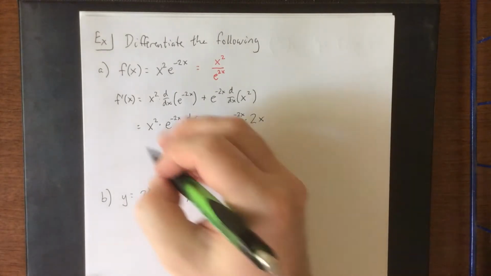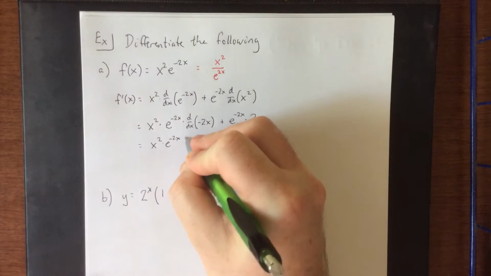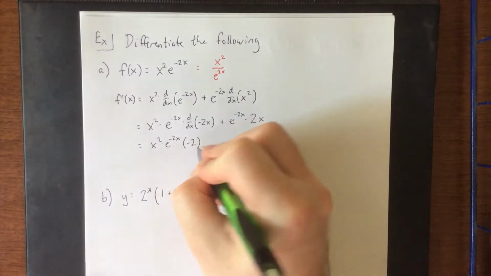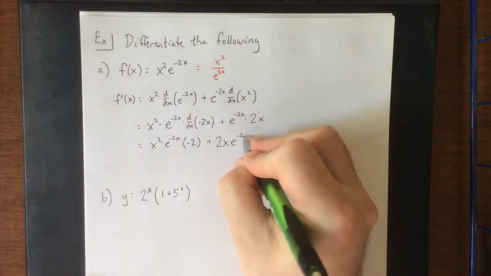Now, this derivative is now ready for us to complete. Derivative of negative 2x with respect to x will be negative 2. This will be plus 2x e to the negative 2x.